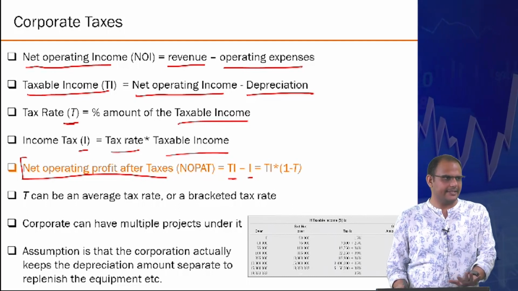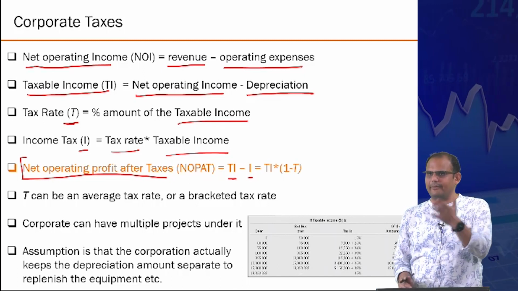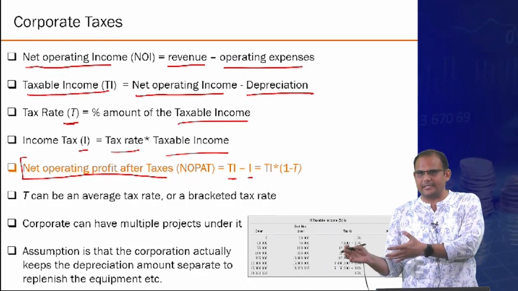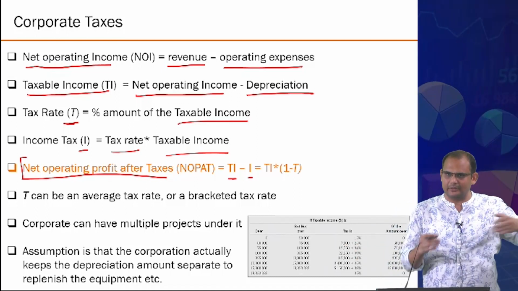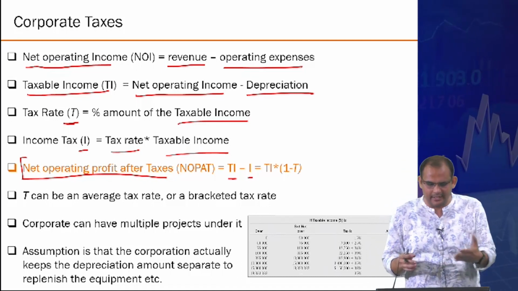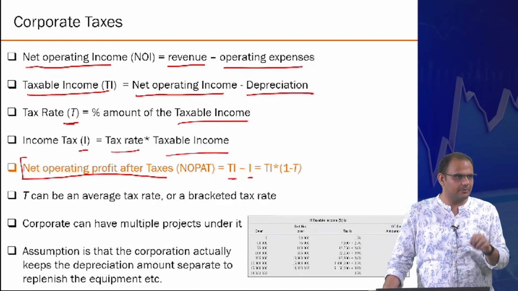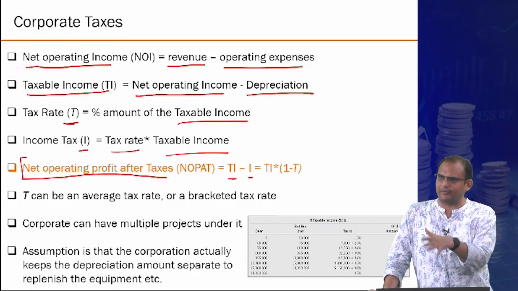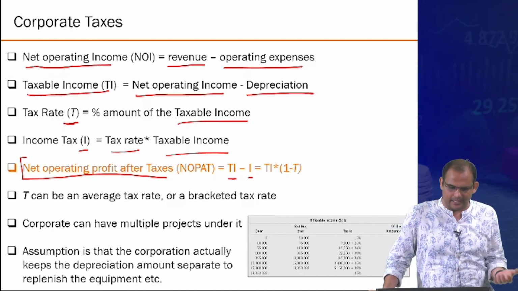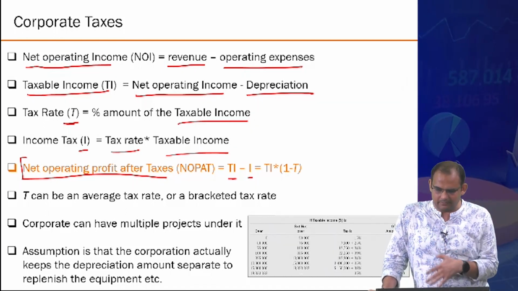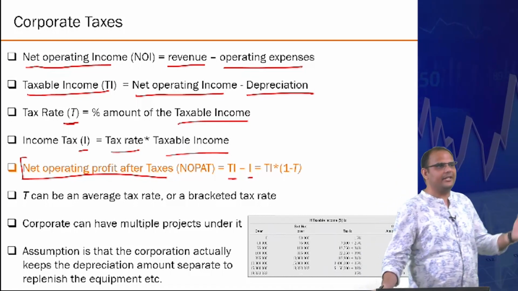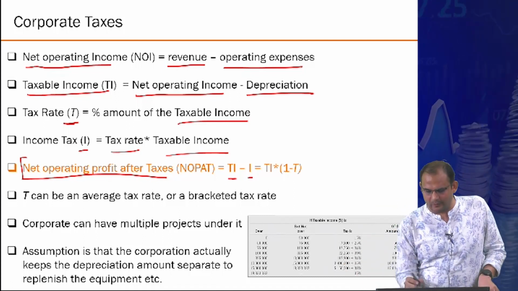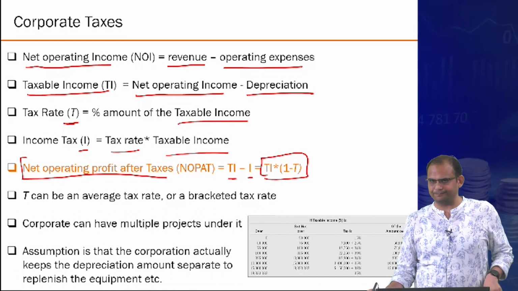Is this calculation making sense? Pretty simple. Net operating income is revenue minus expenses. You should not be paying tax on expenses. So your revenue is not straight away taxable. You are allowed to deduct your expenses from that. Your taxable income further gets reduced because you are taking into account the depreciation amount. Your tax rate is some fixed percentage of the taxable income. So your income tax becomes the tax rate multiplied by the taxable income. So your net operating profit after taxation is your taxable income minus the tax amount that you have paid, which can become this kind of simple formula.